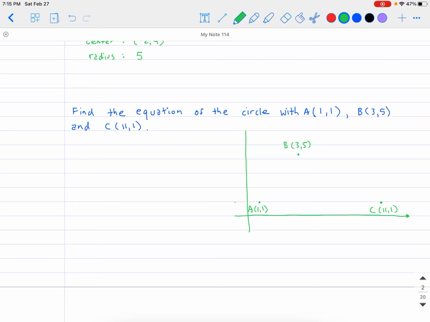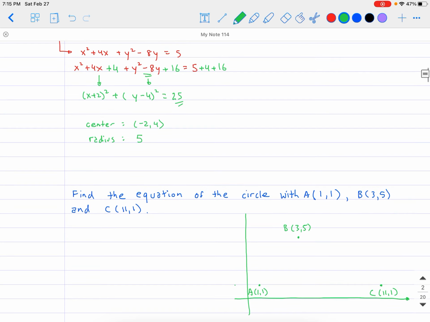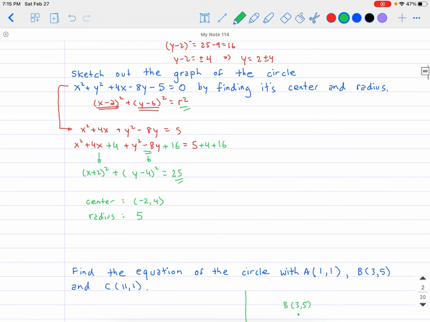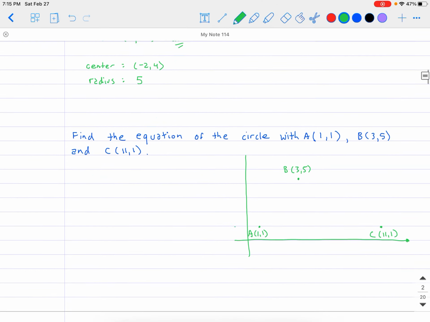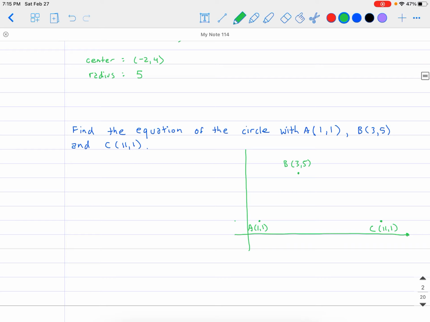Now, if you were to just dive into this problem, there are technically many different ways that you can do this problem. The one most common way is to use a general equation of the circle, which is going to be something similar to this guy right here, and then solve a system of equations. Here's what I mean. My equation of the circle is supposedly x squared plus y squared plus ax plus by plus c equal to 0.